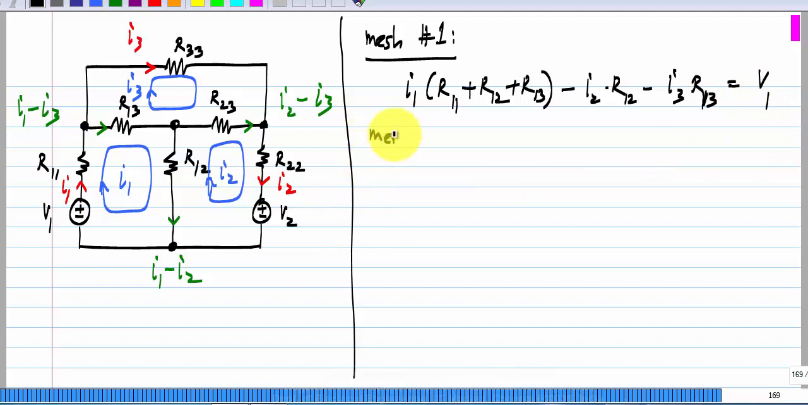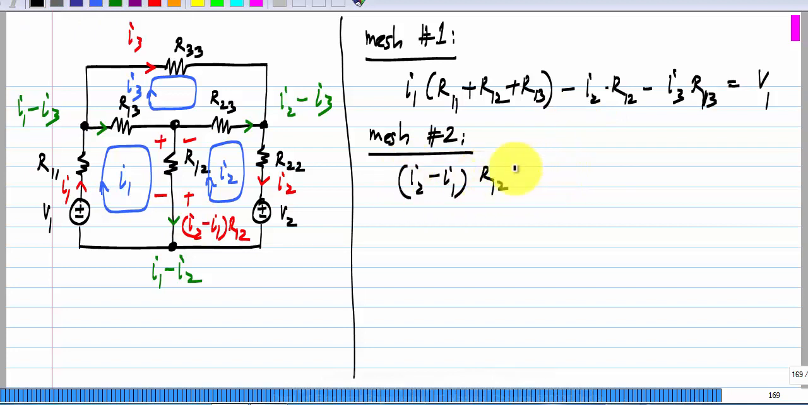Okay. Let's do it for mesh 2. Then again we have the voltage drops, right? And I'll take all the voltage drops as I go in the clockwise direction. So if I take the voltage drop in that direction, you see that it is I2 minus I1 times R12. In the other direction it was I1 minus I2 times R12. In the opposite direction it is I2 minus I1 times R12. So I'll have I2 minus I1 times R12.